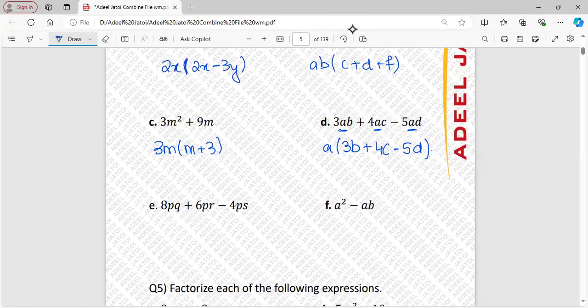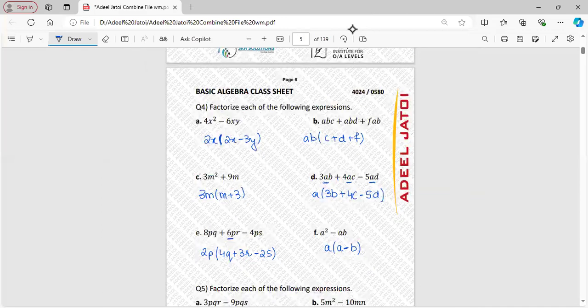8PQ plus 6PR minus 4PS. So what is common in this? The common between these is 4, and I can also find P. Rather, let's say 4 is not the common because we have 6 here. So 2 will be common. 2P. So what do we have? 4Q plus 3R minus 2S, because obviously 2 is the common. A square minus AB. So we see A is the common here. So this should be A minus B. So in this way, question number 4 has been completed.